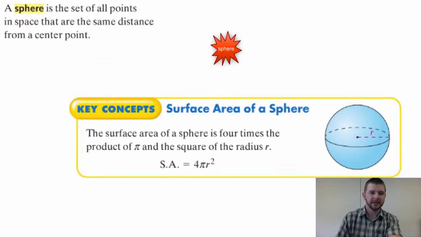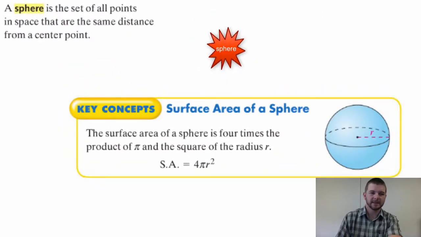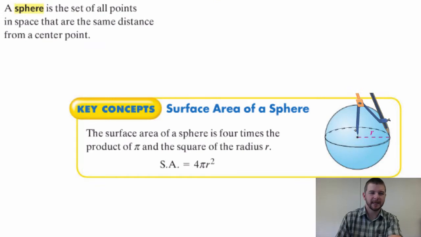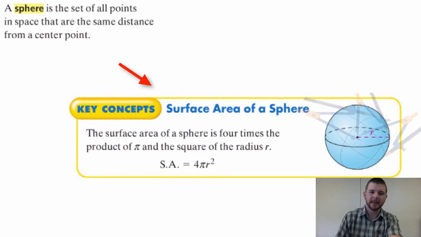A sphere is the set of all points in space that are the same distance from a center point. Notice this is similar to our definition of a circle, except extended into three-dimensional space rather than being on one plane. Key concepts: the surface area of a sphere.